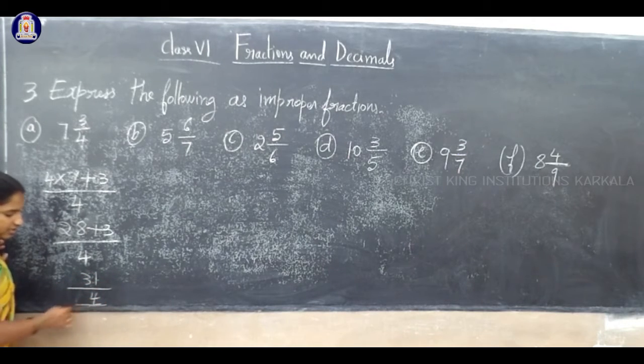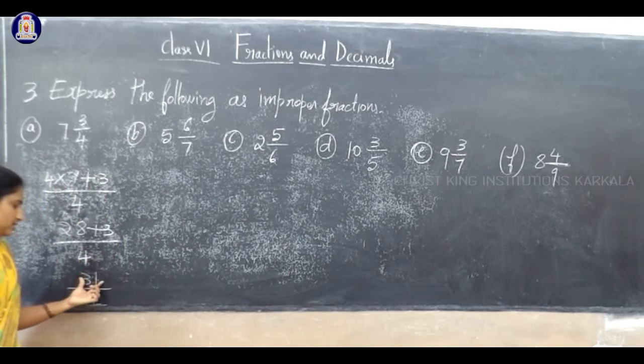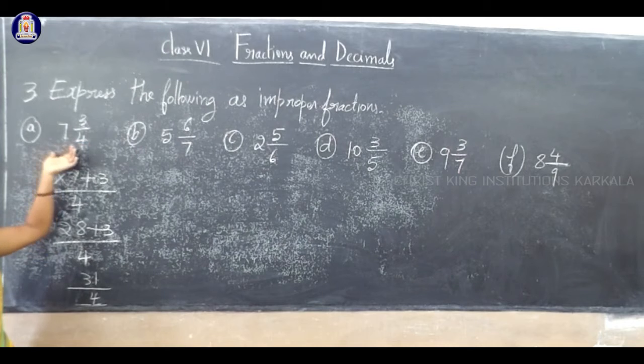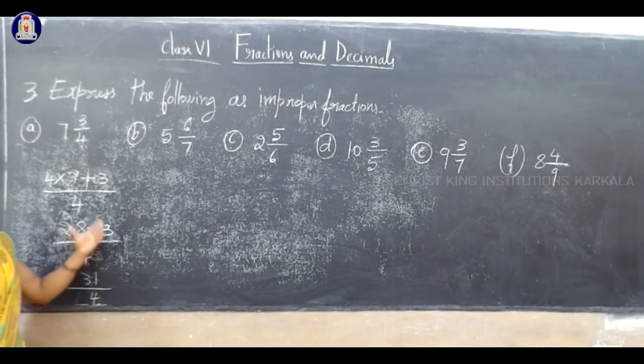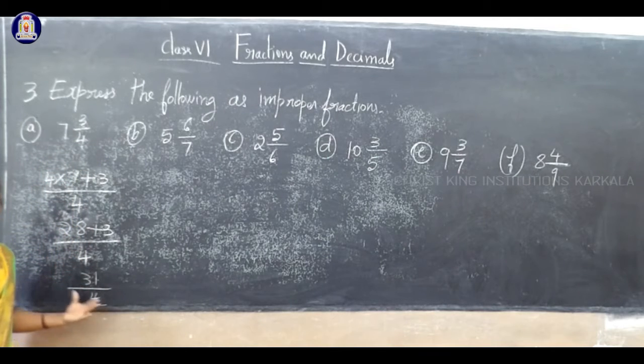So now, is 31 by 4 an improper fraction? Yes. The numerator is greater than the denominator, isn't it? 31 is greater than 4. So this is an improper fraction. The given question is a mixed fraction. The answer you must write, you have to express the given mixed fraction as an improper fraction. So 31 by 4 is an improper fraction.